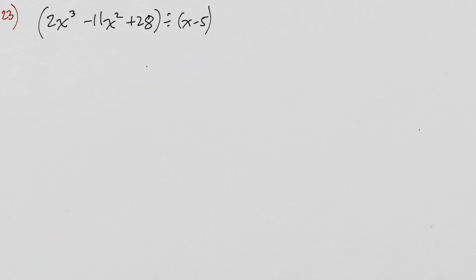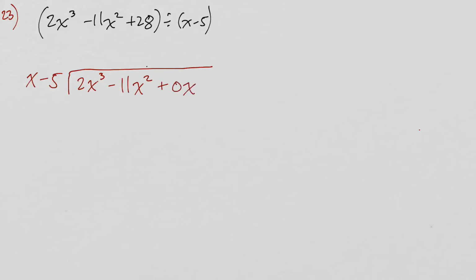All right, number 23. Okay, so we're going to do it long division first. I'll put x minus 5 here. Be careful because you're skipping one of the variables. So we have 2x cubed minus 11x squared. There's a plus 0x, then the plus 28.